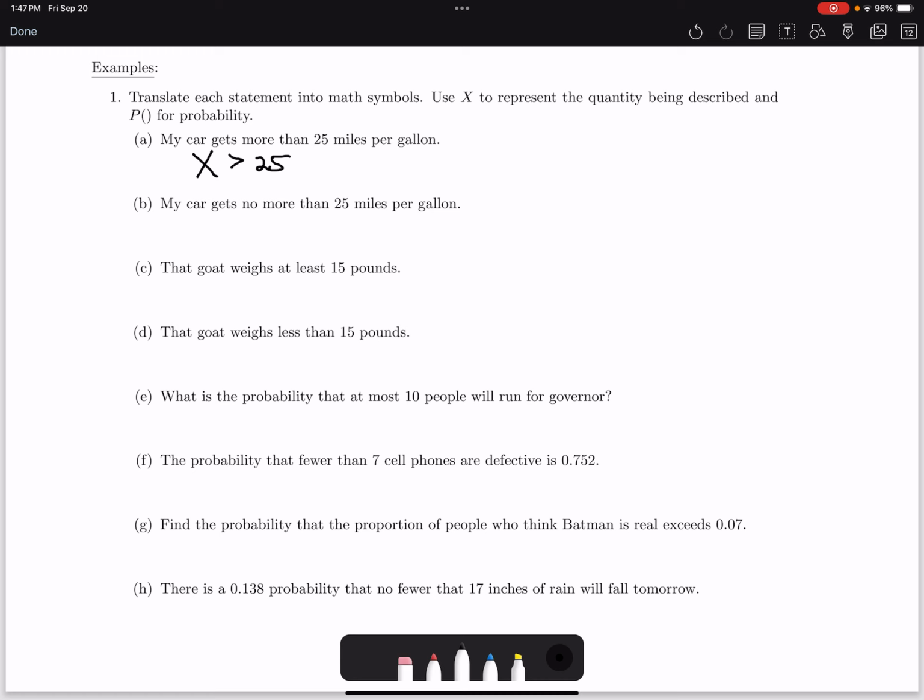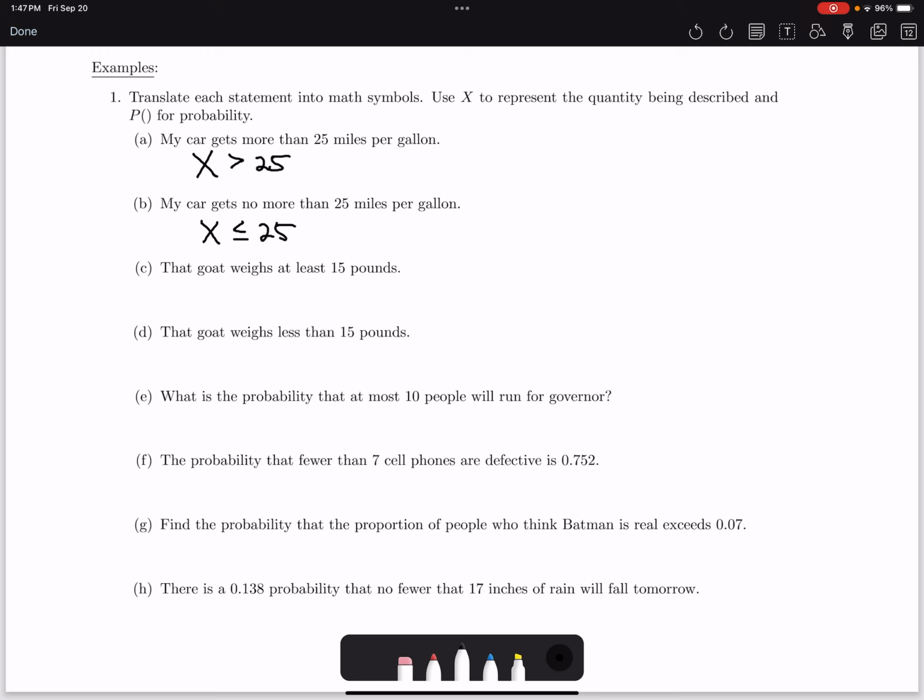It says, my car gets no more than 25 miles per gallon. So again, we're going to use X to represent the miles per gallon that my car gets. If it gets no more than 25 miles per gallon, then 25 is the maximum that it gets. So X has to be something less than that, or possibly equal to it, but not more than it. So X would have to be less than or equal to 25.